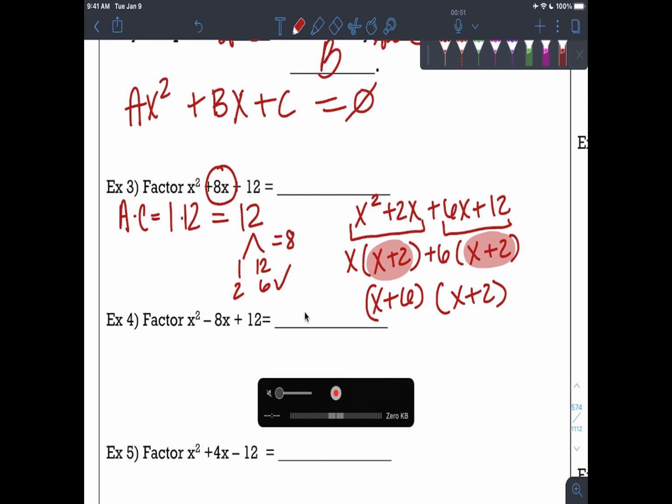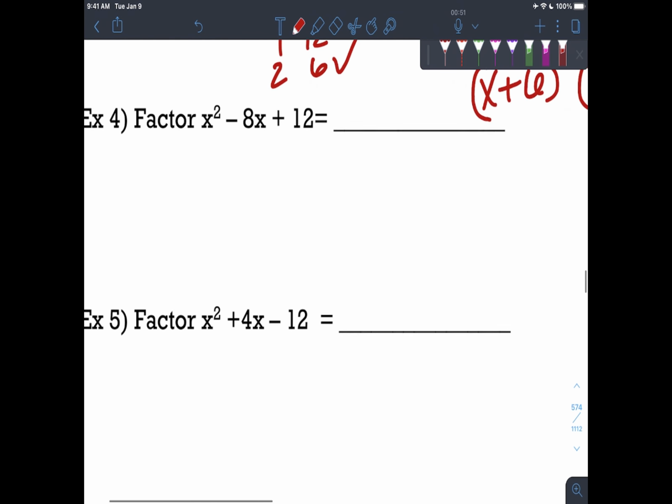All right, so let us go ahead and take a look at the very next one. Notice how they only changed the minus. So for this particular one, I'm going to go ahead and multiply A times C, 1 times 12. And I need numbers that add up to negative 8, meaning I have two negative numbers. So I'll cheat a little bit and steal my number from last time and see what happens. And those do add up to negative 8, and they multiply together to give me 12. So I'm going to go ahead and split apart my second term.